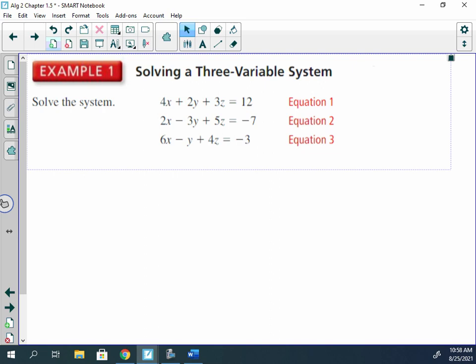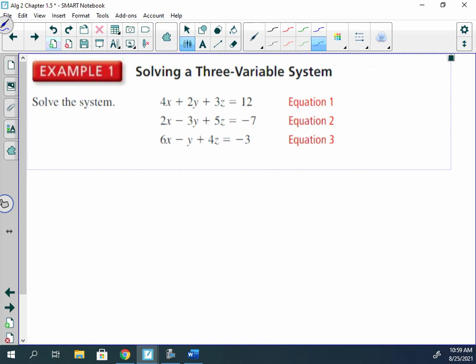If I have a variable by itself, I'm going to set it to be eliminated first, because 1 is easiest to work with. I don't have to worry about any other number matching up. I don't have to change any other equation. So if it were me, I would pick y to be the variable I'm going to eliminate first.